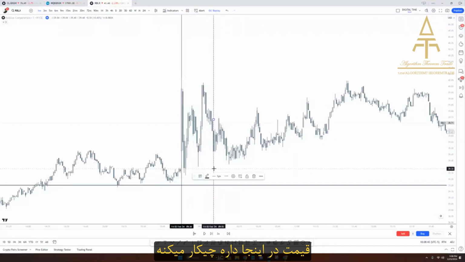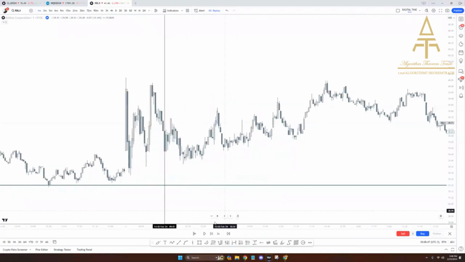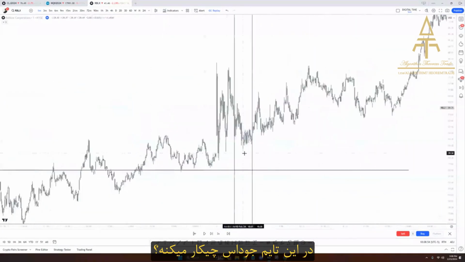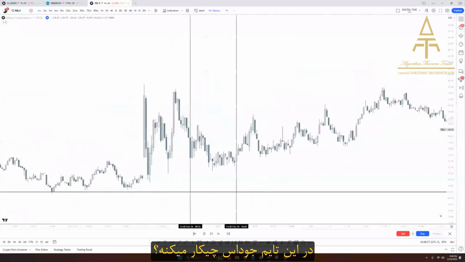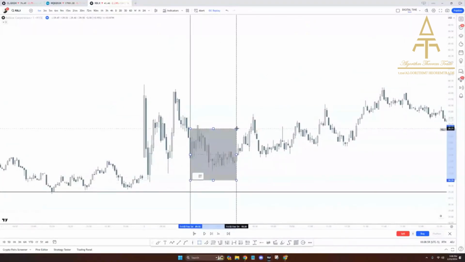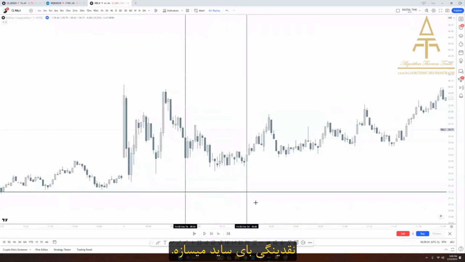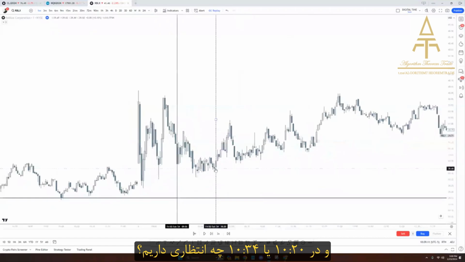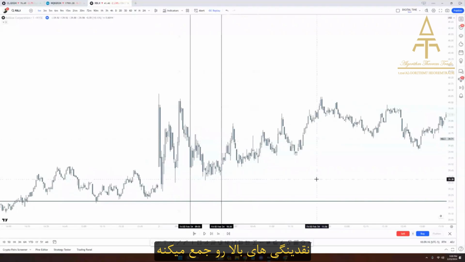What is it doing? From 955, so that's New York open, I'm just going to mark that, to 1020. At this specific time, what is Judas doing? It is engineering buy side. What is it doing? It's sitting on a 15-minute PD array. And what can you expect at 1020 or 1034? A push to take all this buy side out.